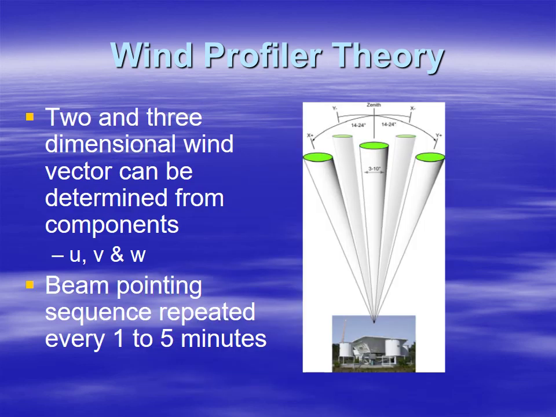So this is how a wind profiler works. The radar beam tilts in different directions. It can determine the horizontal and also, believe it or not, the vertical component of the wind. And this beam sequence, this rotation, or tilting, I guess you should say, happens between 1 to 5 minutes. It can do that.